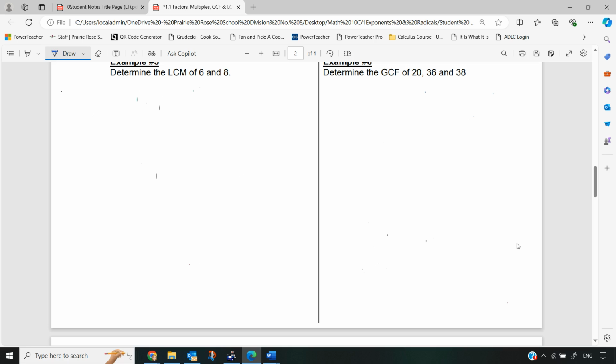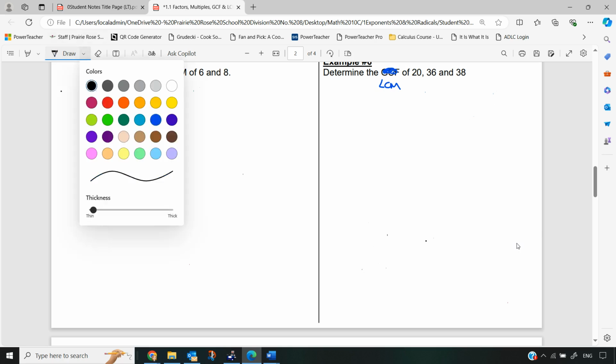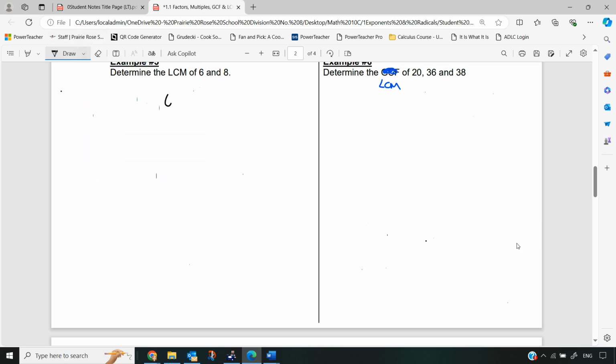All right, I also noticed here that it says determine LCM here and it says determine GCF here, but we are doing LCM, so I'm just going to change that so that it says LCM. All right, so our first example here, we've got 6 and 8, so we're going to write out the 6 and the 8, and both of those numbers are divisible by 2. So 6 divided by 2 is 3. 8 divided by 2 is 4.